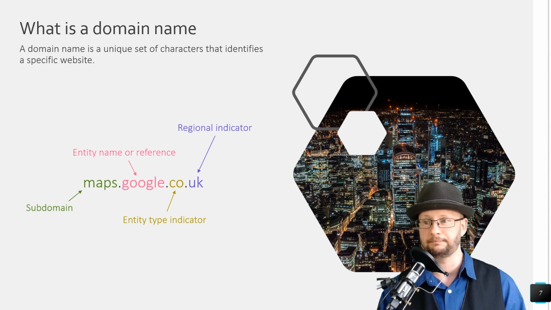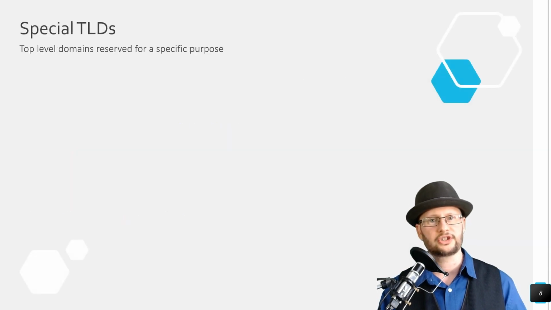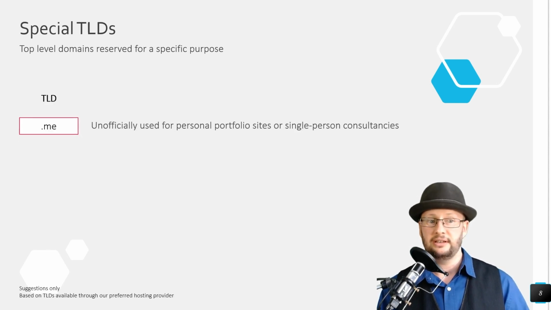There are also special top-level domains, or TLDs, that are reserved for specific purposes. Things like .me, which is unofficially used for portfolio sites or single-person consultancies.